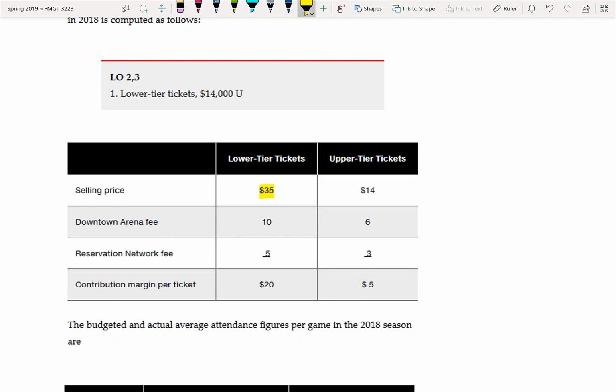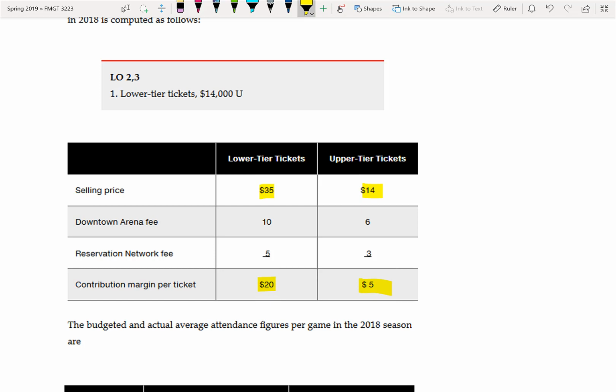And what we're told here is that the selling price is $35 and $14, depending on if the tickets are sold in the lower tier or lower bowl, and then in the upper bowl. Now, again, $35 and $14, so we're not talking about the Canucks here, but what we are talking about is a contribution margin of $20 and $5 respectively.